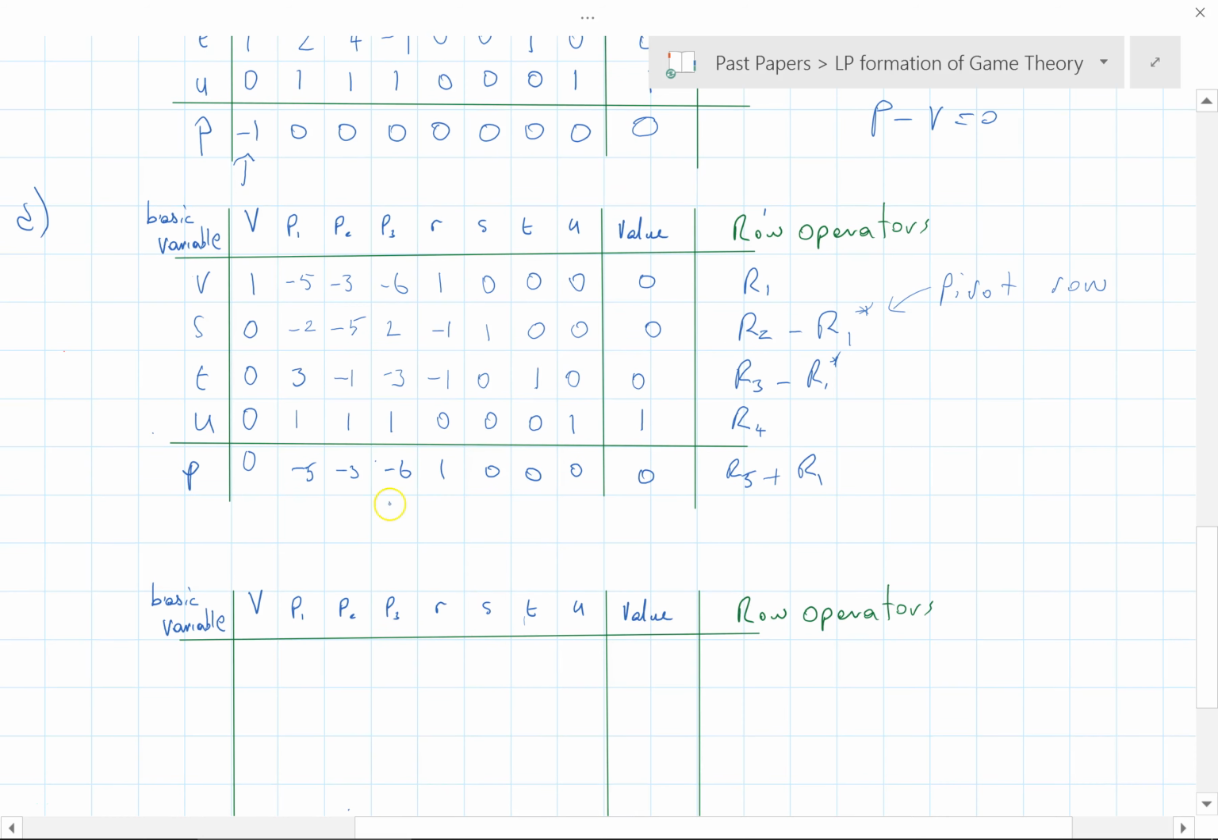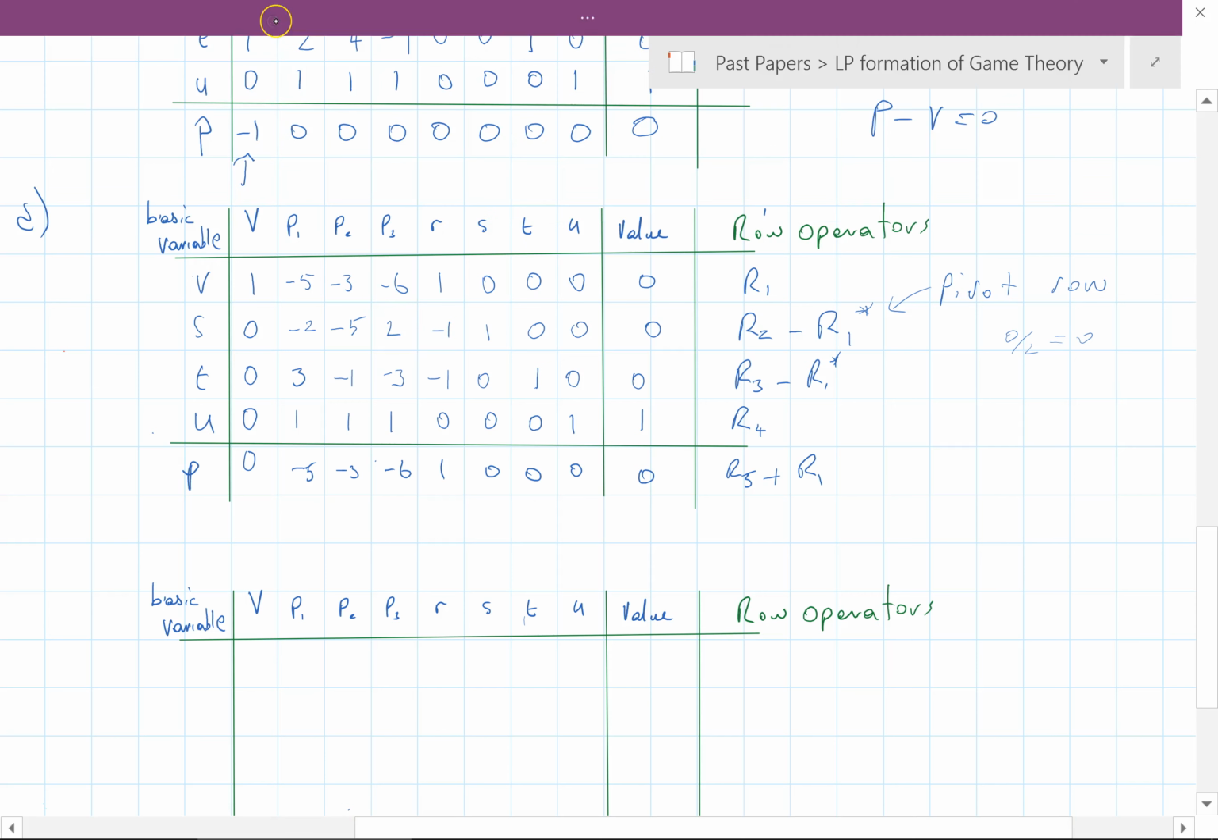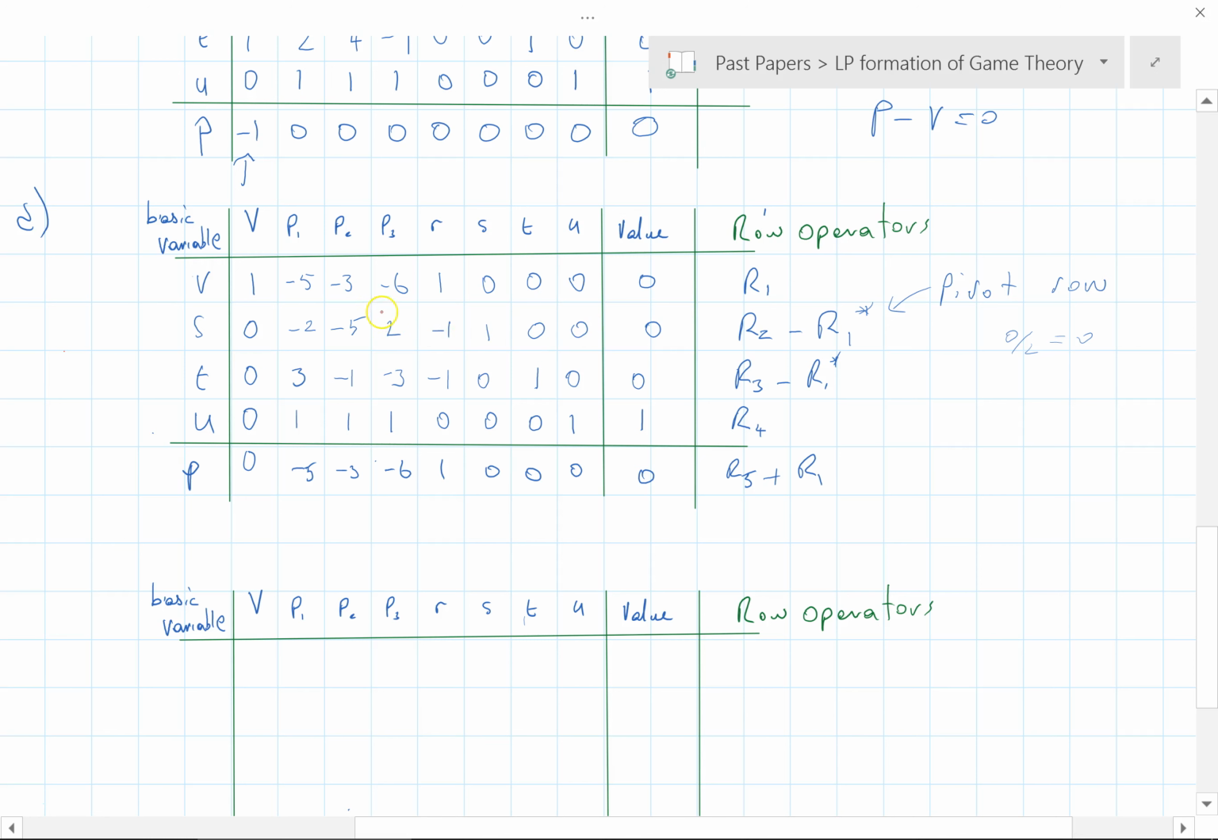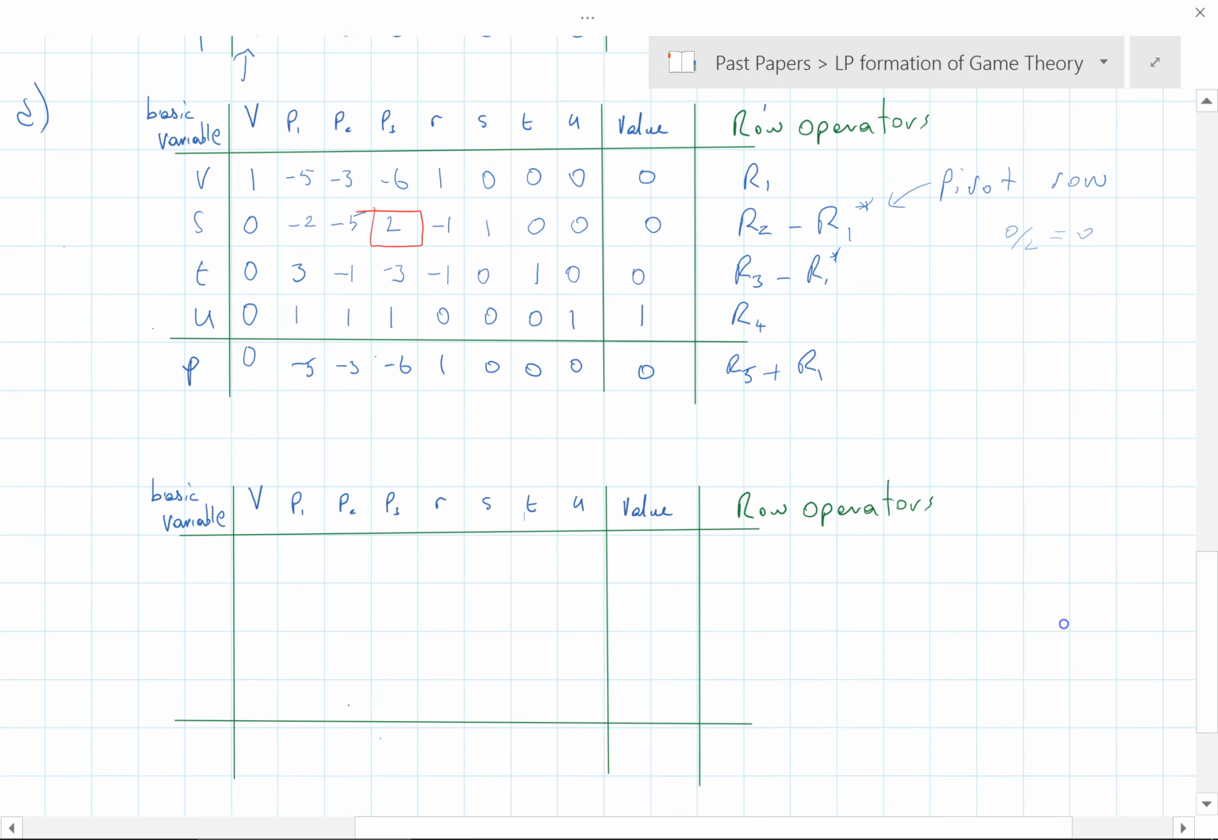Okay, now this is the most negative, so that's negative 6 here. Obviously we can't have a negative pivot. If we're looking at our theta values, we've got 0 divided by 2, which is 0, or we've got 1 divided by 1, which is 1. So the least of them is 1. So this is our pivot row. So let's put that as our pivot. That's our pivot row. Well, that's our pivot now.